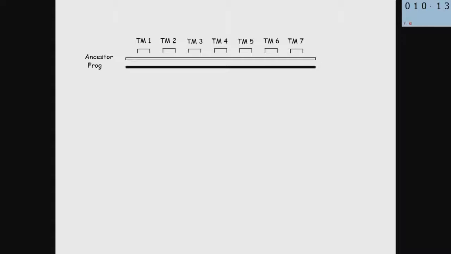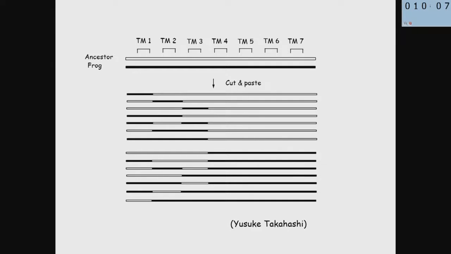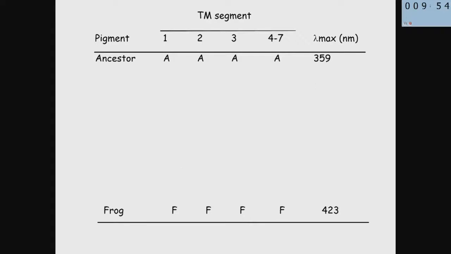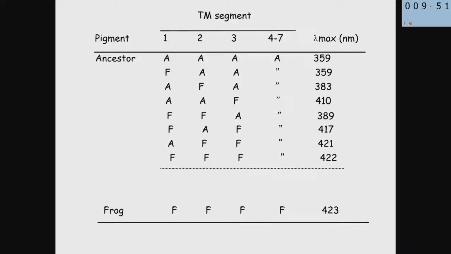Okay, ancestor and frog, black and white. If you start from the ancestor, put in the frog transmembrane 1, 2, 3, 1, 2, 1, 3, 2, 3, 1, 2, 3, and so on, right? That has been done, chimeras have been made. So here A means ancestor, F means frog in different segments. If you start from ancestor and put in transmembrane 1, 2, 3, 309 changes to 422, that's a 63 nanometer shift from UV to violet sensitivity, human 414, right? Frog and human are similar.